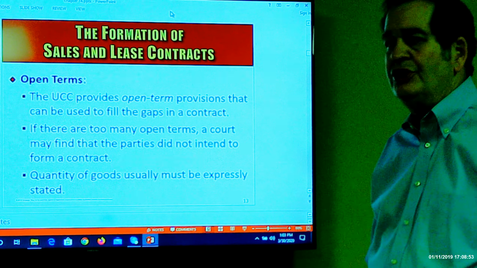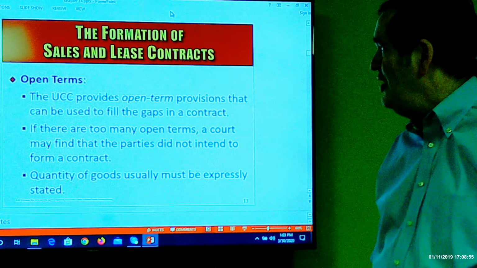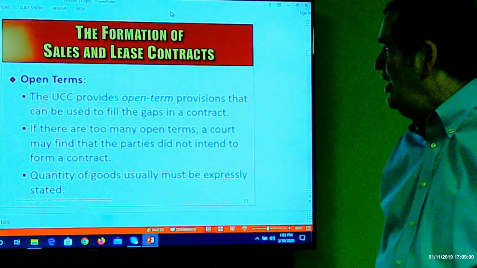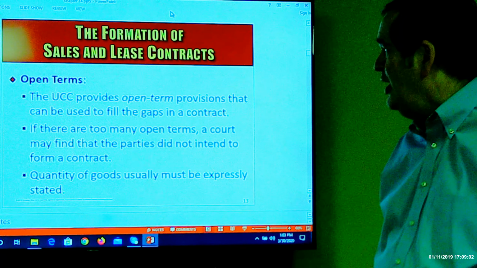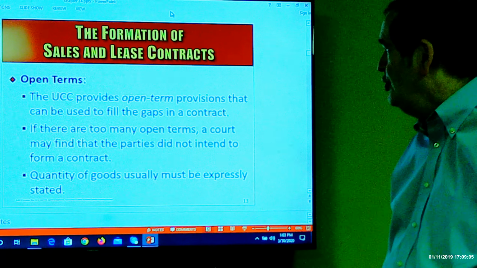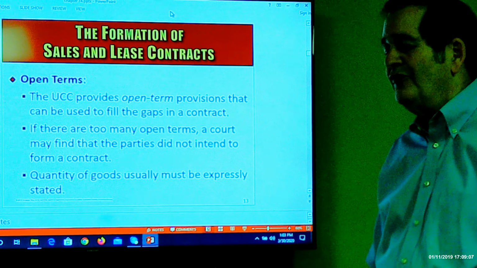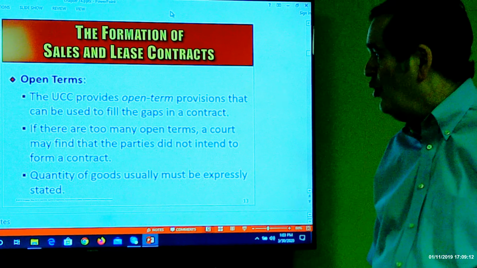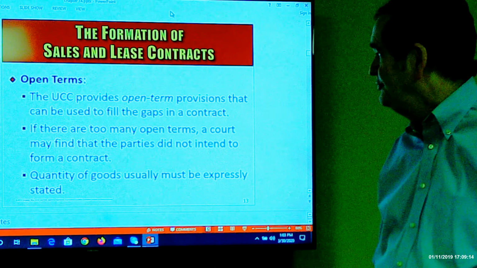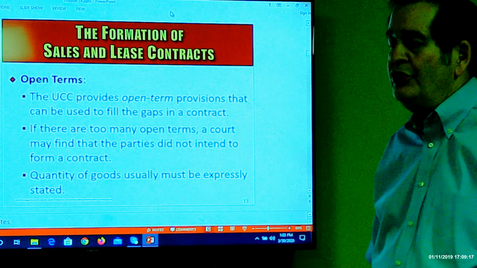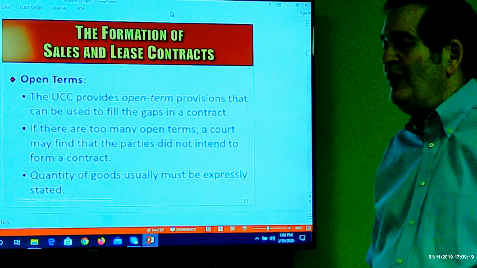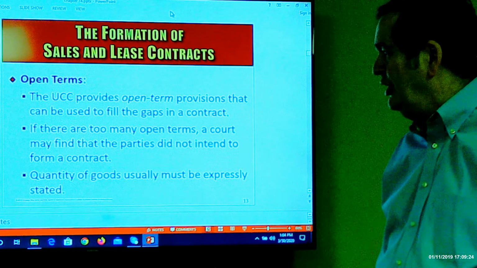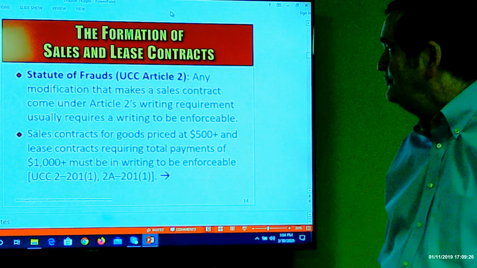In some situations, the UCC actually provides some provisions that can be used to fill the gaps when there is an open term in the contract. However, if there's too many open terms, courts will probably find that the parties didn't intend to make a contract and therefore find that there was no contract. The quantity of goods is generally an exception in that it cannot usually be open-ended, except for certain exceptions that we won't go into right now.